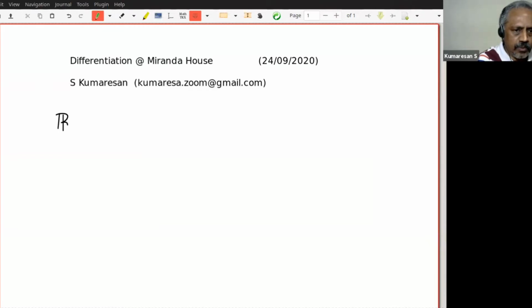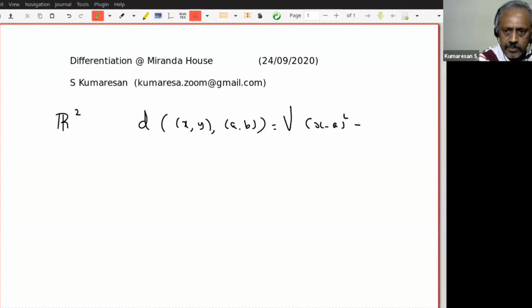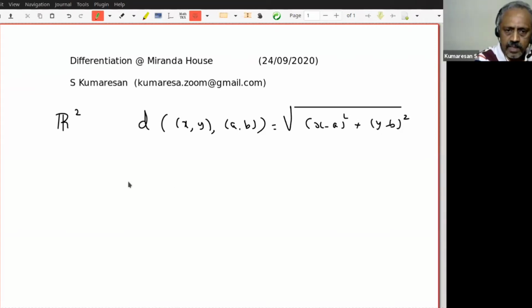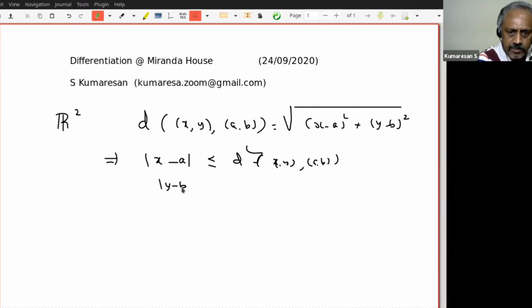On R2, the distance between 2 points (x, y) and (a, b) was defined to be the square root of (x minus a) whole squared plus (y minus b) whole squared. This is the Pythagorean distance. Notice that this implies immediately that mod x minus a is less than or equal to the distance between these 2 points, and similarly mod y minus b. Do all of you agree with this? Is that okay? Because we will need it.